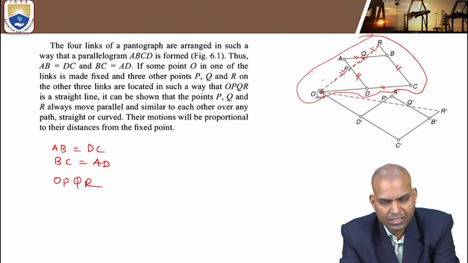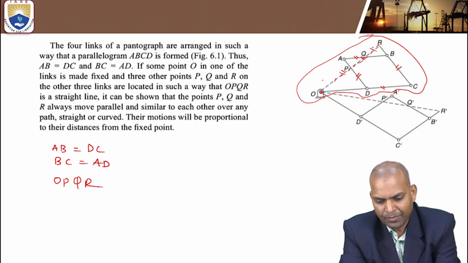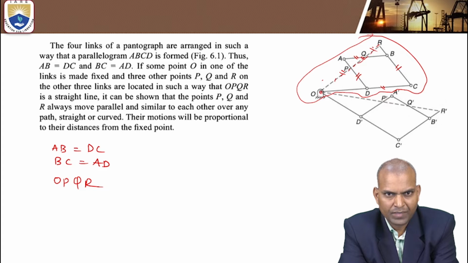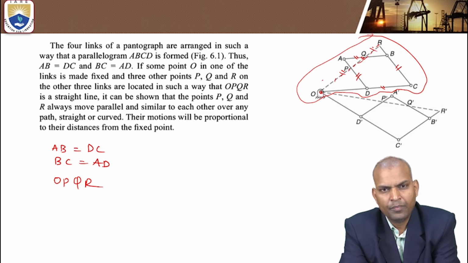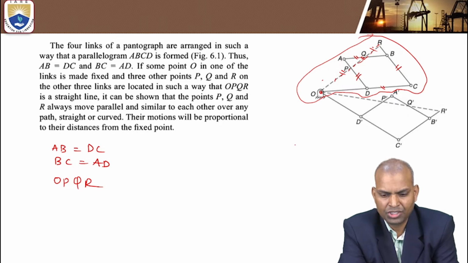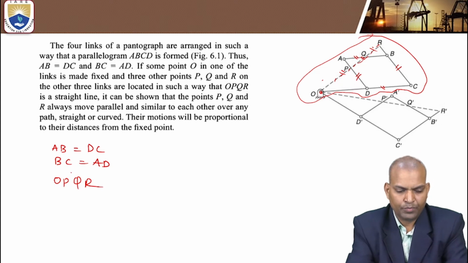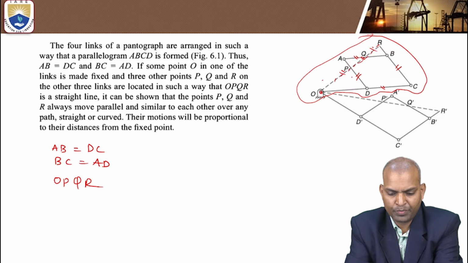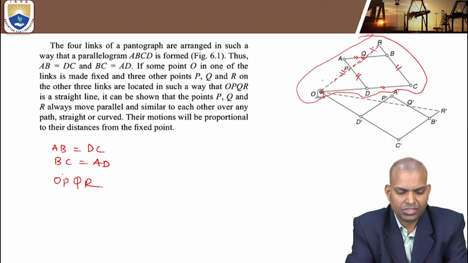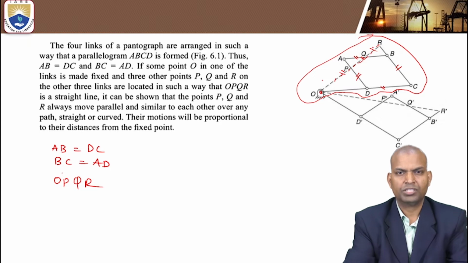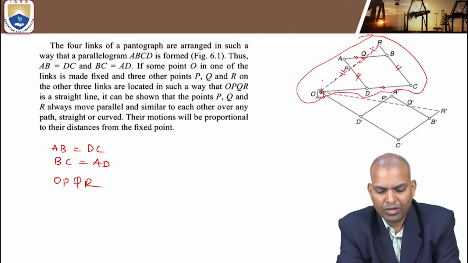Suppose the pantograph has certain motion among the links, then what will happen? O remains fixed. It doesn't change. Whereas the points P, Q and R become P dash, Q dash and R dash, and the parallelogram points A, B, C, D become A dash, B dash, C dash and D dash. Their motions will be proportional to their distances from the fixed point.